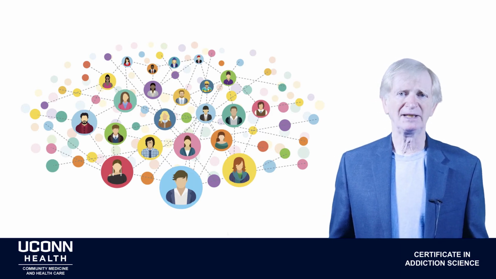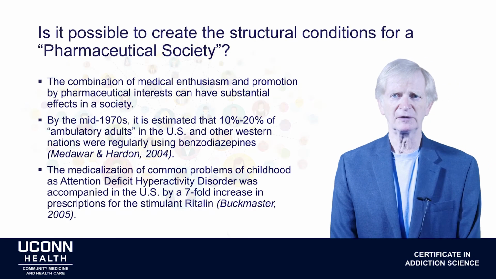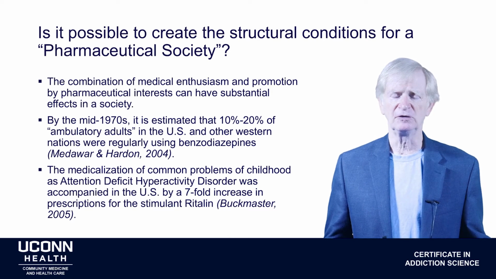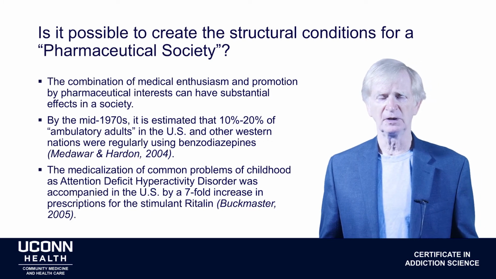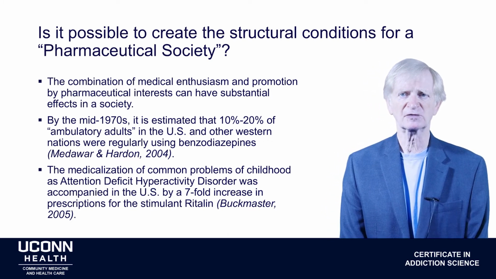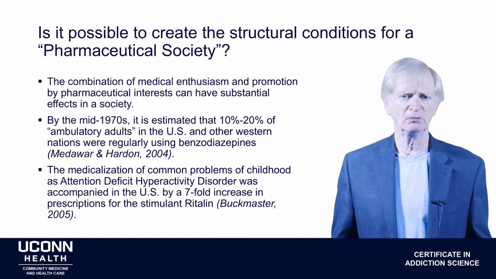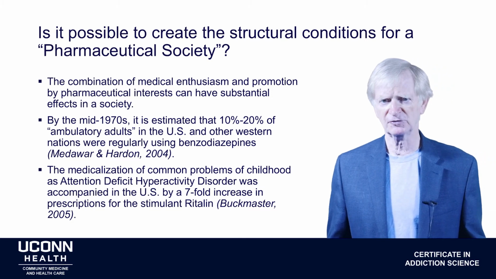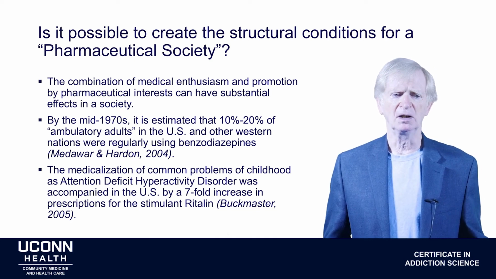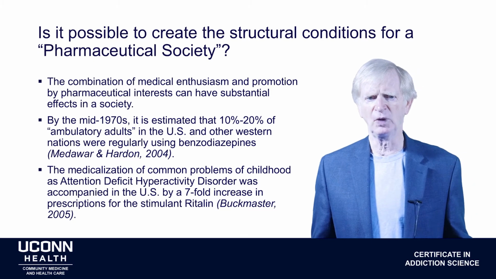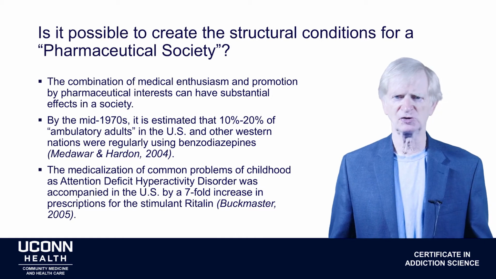So, taking into account these different types of risk factors, is it possible that the social structure itself can provide the conditions for the development of a drug epidemic? In the United States, the combination of medical enthusiasm and promotion through aggressive marketing by pharmaceutical companies has led to a substantial change in the way that the medical community prescribes opioid pain medications.